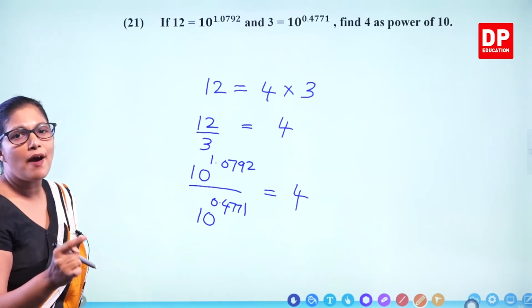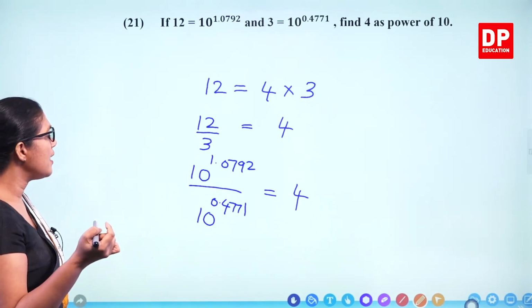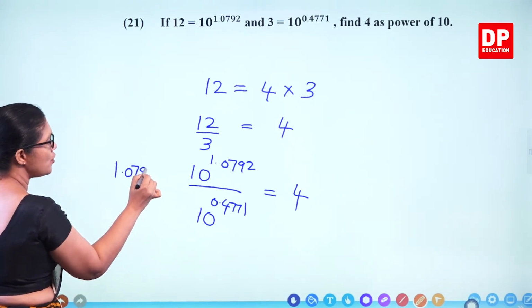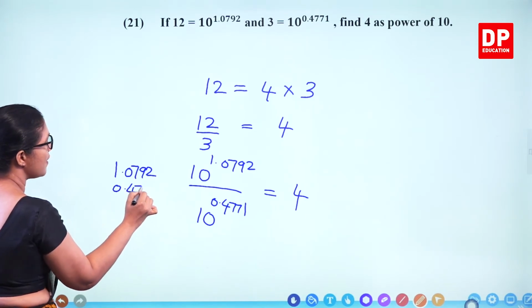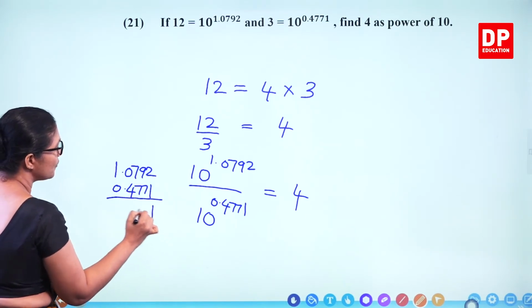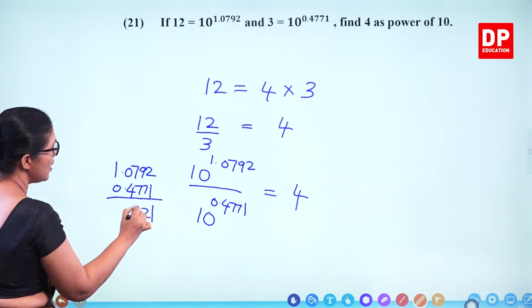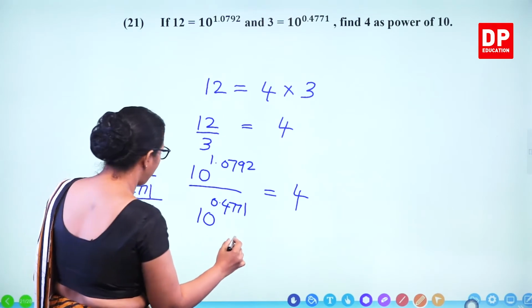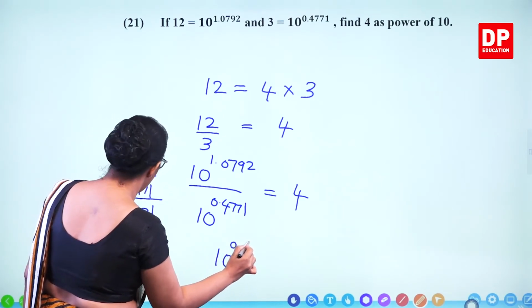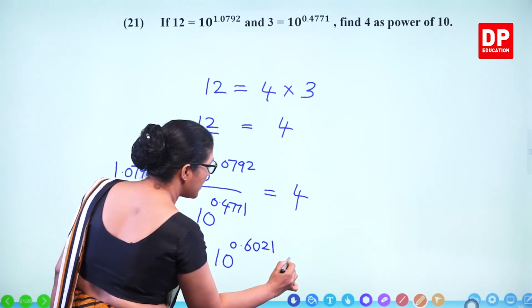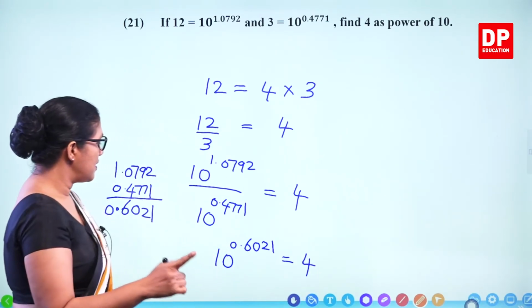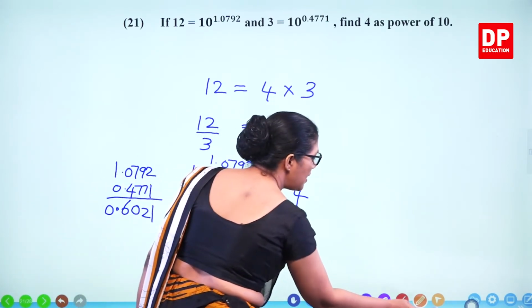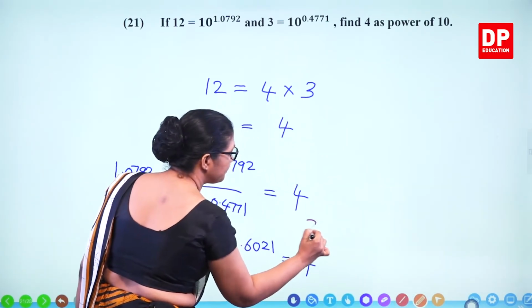Same base, different powers, division, you subtract the powers. So just subtract 1.0792 and 0.4771. Subtract. 0.6021 is 4. So this is in terms of base 10. So that's what we need. You get 2 marks there.